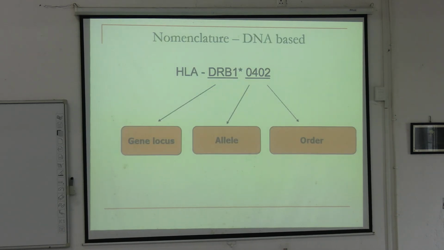So now nomenclature. How are these HLAs named? As I told you all, the HLA gene locus is usually the first 4 characters, that is DRB1, which means the location. Then the allele number is 04 and the order is 02. For your stage, you don't need to know the whole HLA number. I will tell you all what to remember. So this is how the HLAs are named.